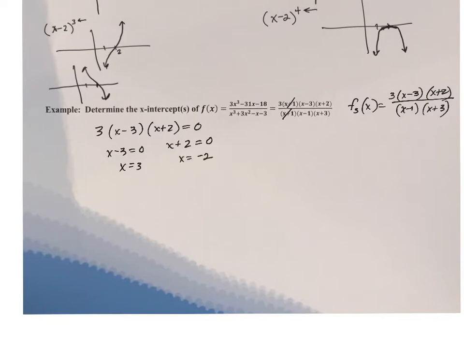Now remember, I'm looking for x-intercepts here. Okay, so you don't leave it like this. My x-intercepts are at (3, 0) and (negative 2, 0), and that would be your final answer. We look at only the factors of the numerator that are not also in the denominator. So eliminate those common factors first to get rid of the hole, and then move forward from there.